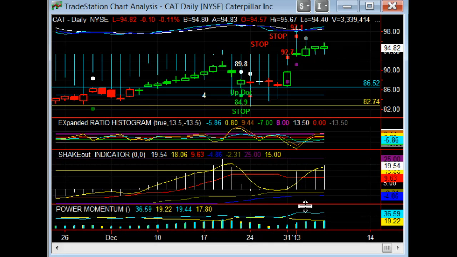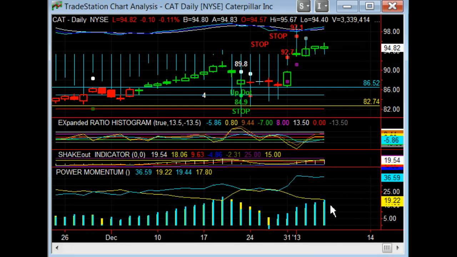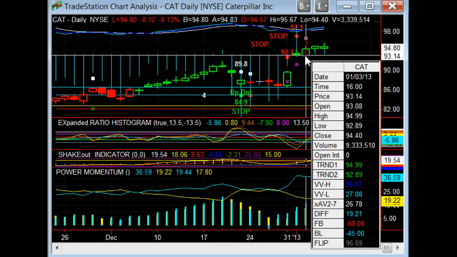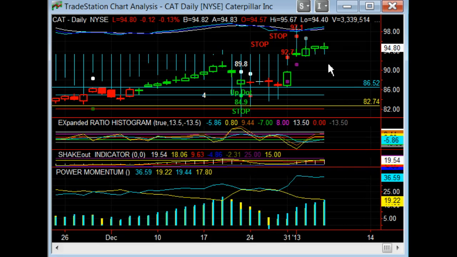Now we have a rising shakeout. We still don't have a decline in the power mode, but that doesn't mean that it's still not likely to at least retrace back down to that 92.89. It just may take a couple of days, and sometimes you just have to wait.